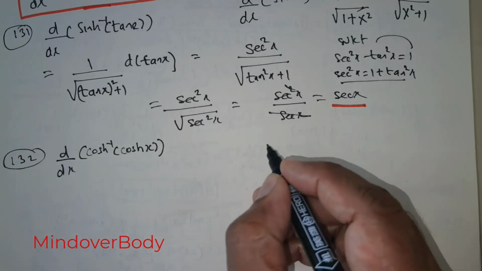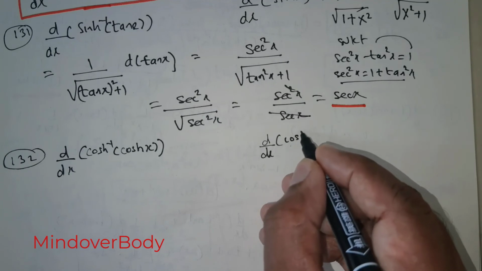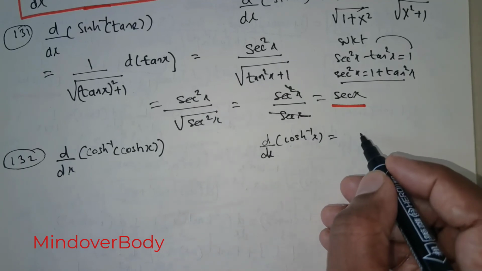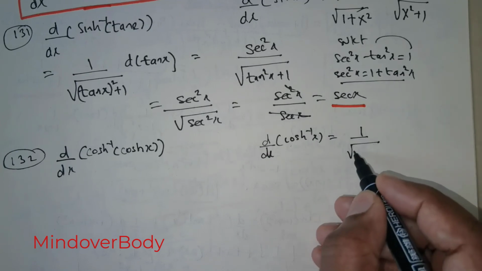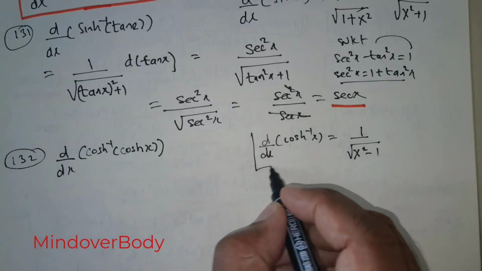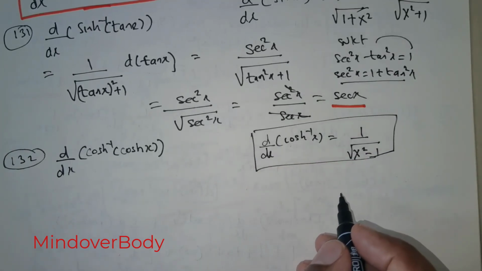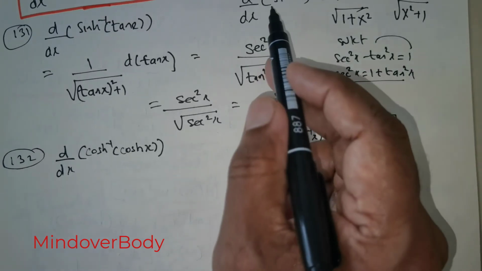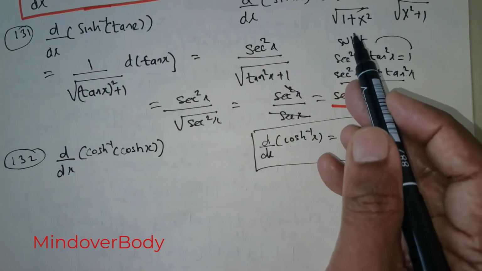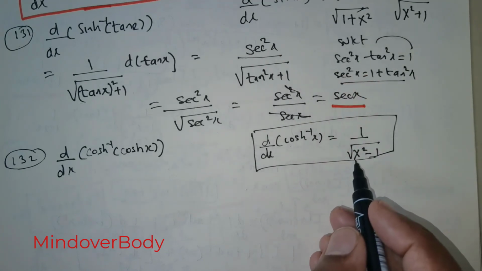Now foremost, we will have to recollect what the derivative of cos inverse of x is. When we differentiate, we get 1 over root of x squared minus 1. So this is for cos inverse of x. Now remember that the differentiation of sinh inverse of x is 1 over root of 1 plus x squared. In this case, it is x squared minus 1.